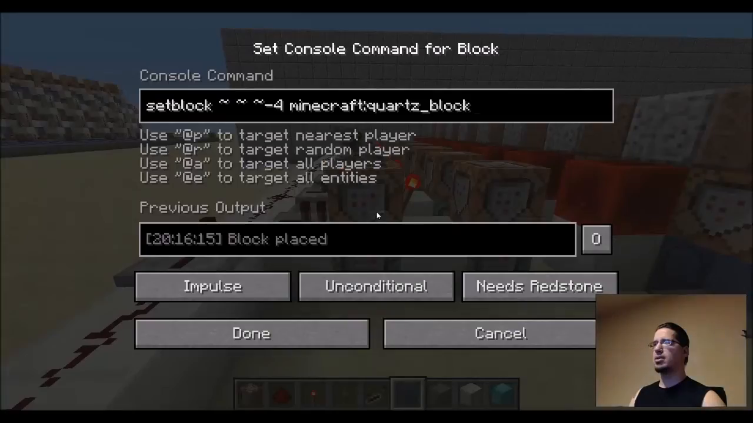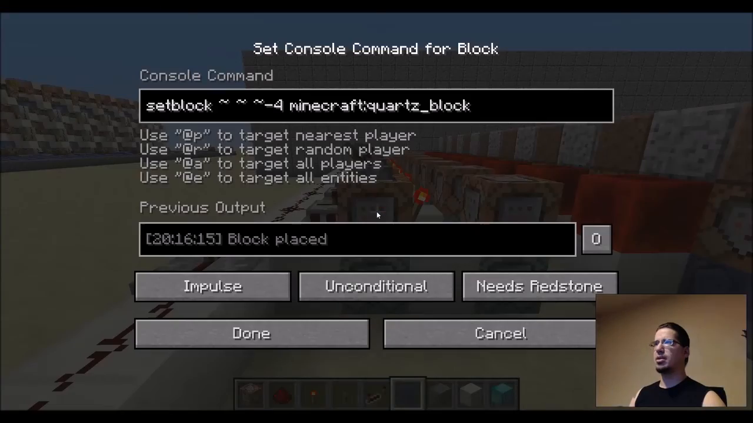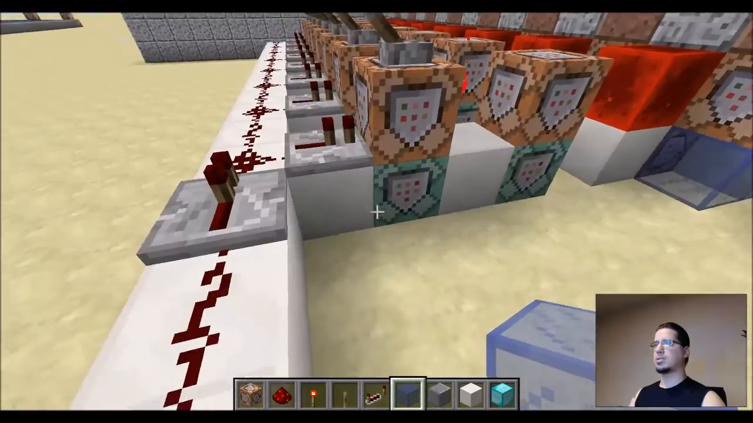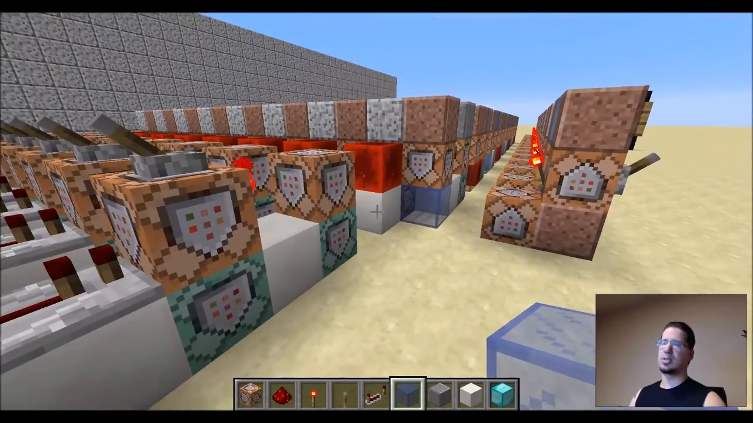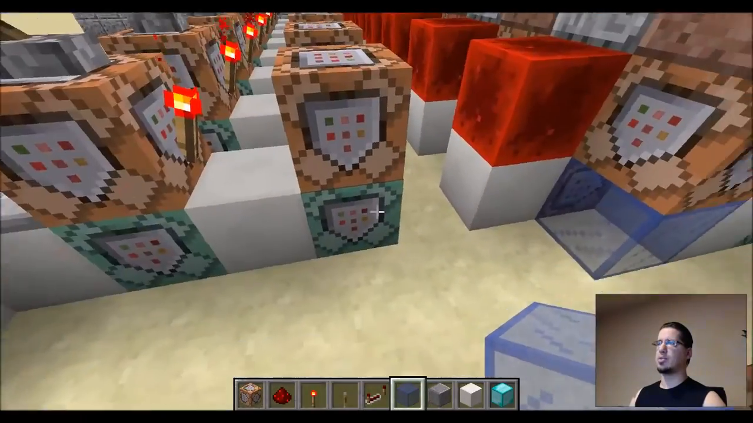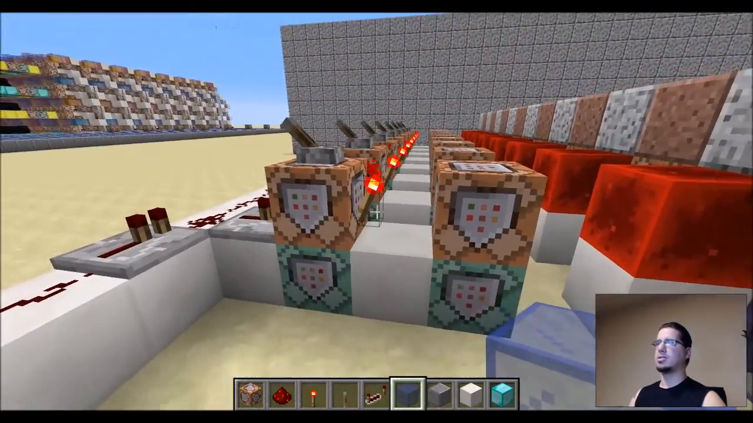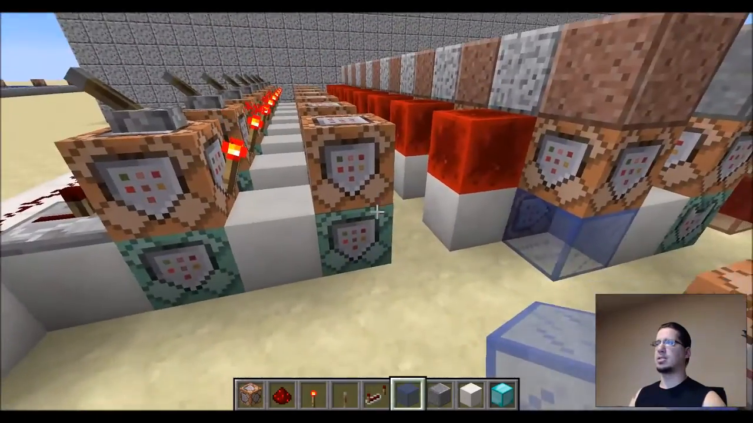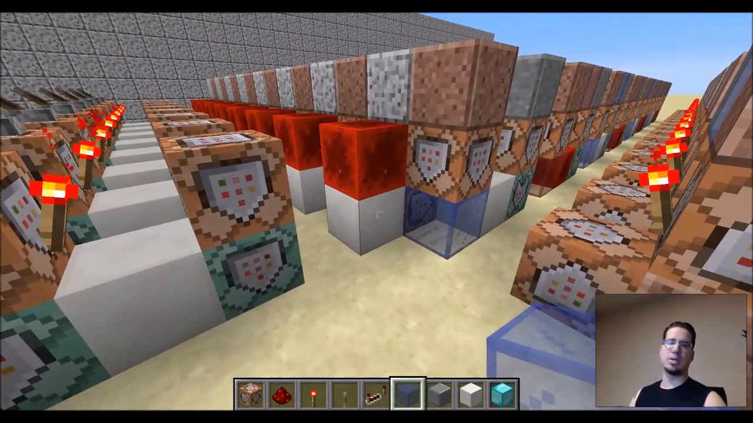Now, these blocks here, all it's doing is it's just setting blocks, right? So this sets, I think, the top block, yeah. So this sets the top block to quartz, this one sets the bottom block to redstone, this one does the opposite and sets the top block to redstone and the bottom block to quartz. And then this is inverted, so when this is on, this is not, and then when this is off, this is on, and that's how you get these to switch.